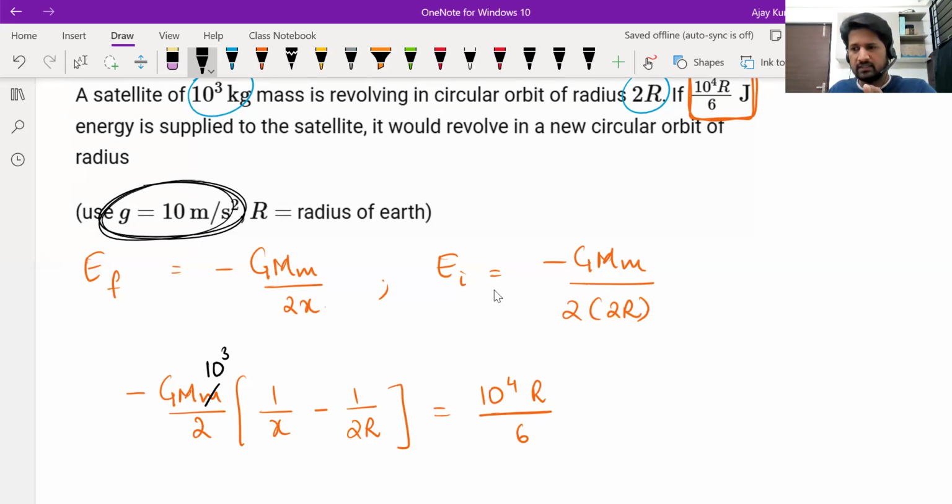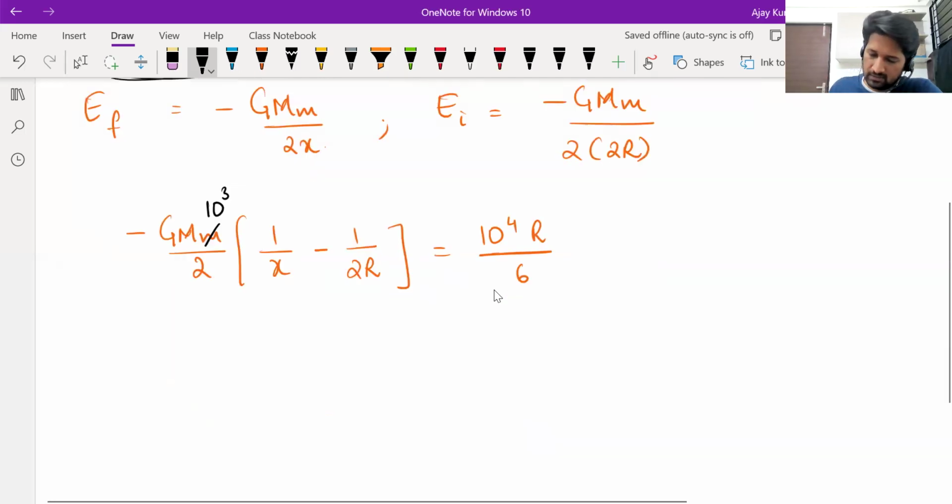Okay. g refers to acceleration due to gravity on the surface of the planet. So this is GM divided by R square. That value is 10. Okay. They are indirectly asking you to take that as 10. That means GM can be taken as 10 into R square. That will help you solve this problem. GM is 10 R square.